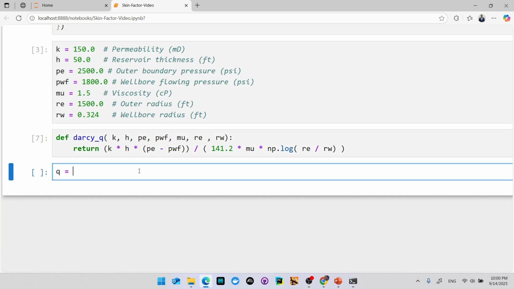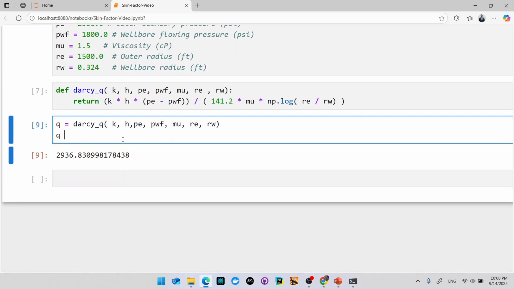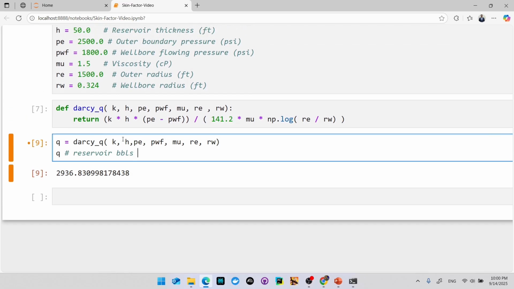So I will call this function with the system parameters that we have here. We have the K, which is this K. We have the H. We have the PE, the BWF, the mu, the RE, and the RW. And let's print the Q. So the expected Q from this system is going to be 2937 reservoir barrels, because we didn't divide Q by the formation volume factor, so we are dealing with the reservoir barrels. This is simply solving Darcy law for Q.